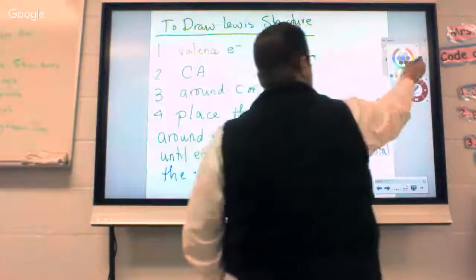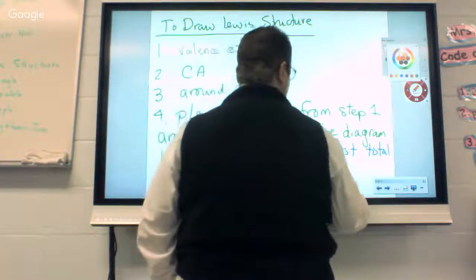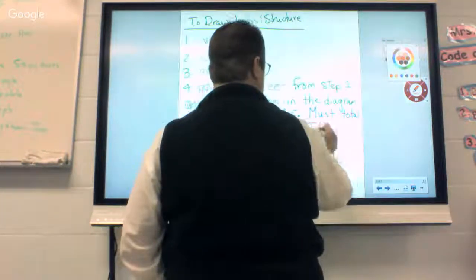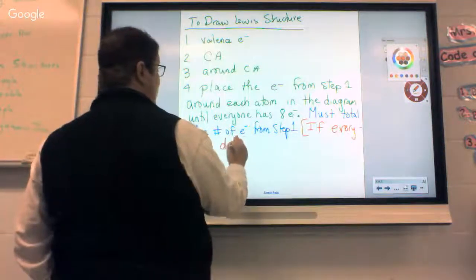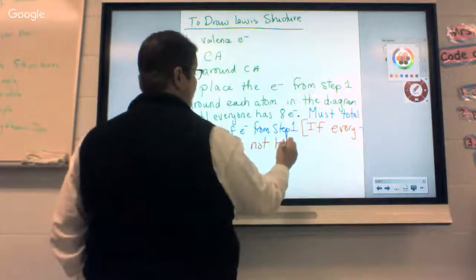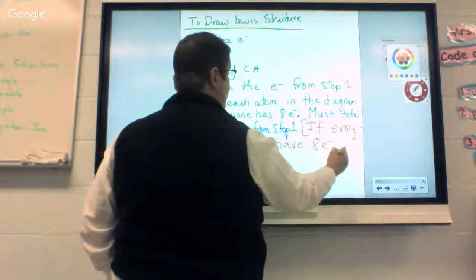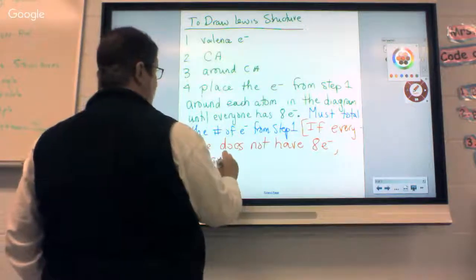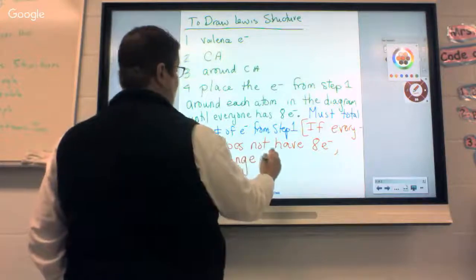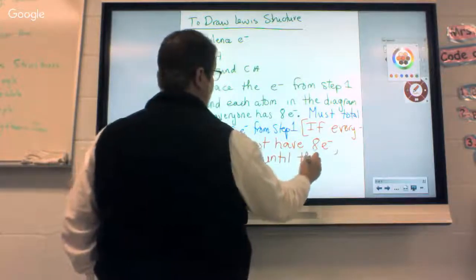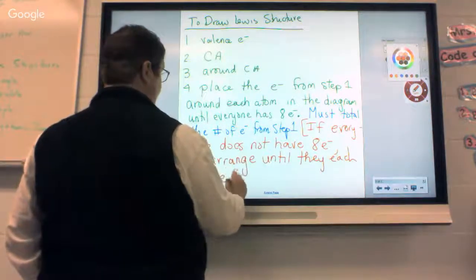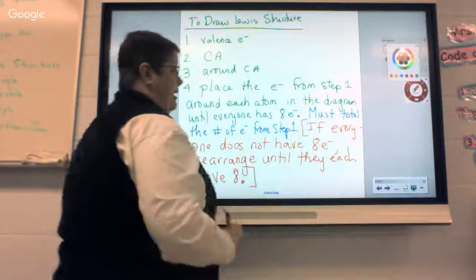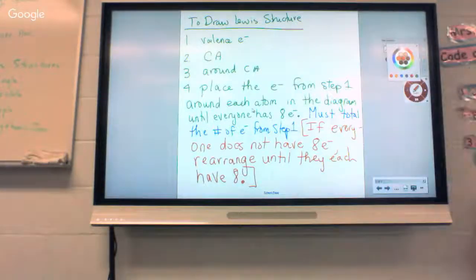Now, the catch is, if everyone does not have 8 electrons, we have to rearrange until they each have 8. Now, you'll notice I put that step in brackets. That's because that step is for multiple bonds.